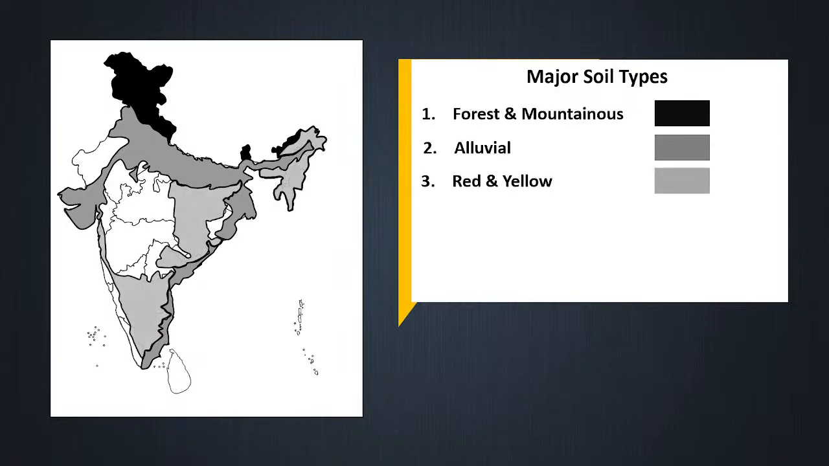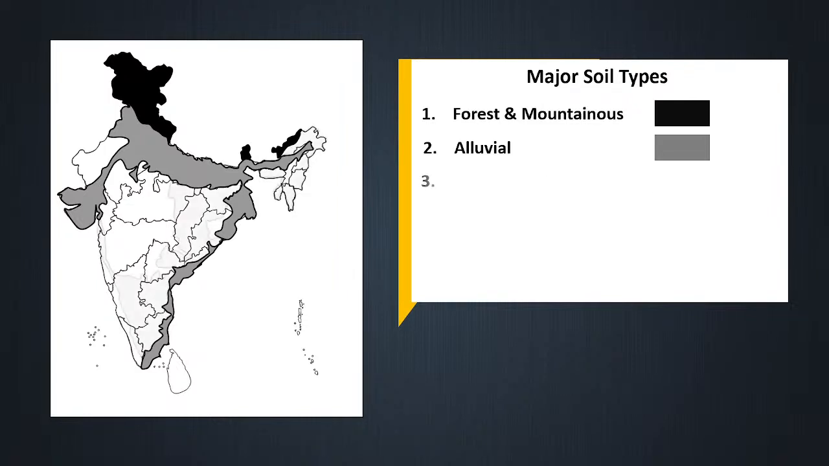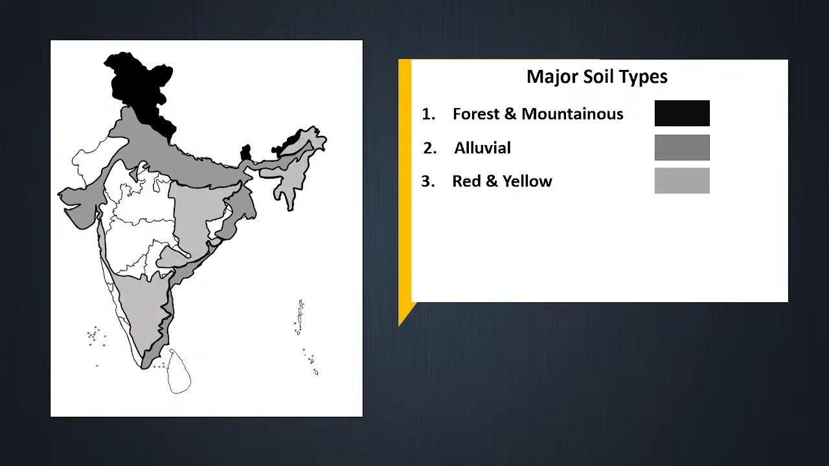Okay, Meghalaya, Nagaland, Manipur, Mizoram, then Arunachal Pradesh, red and yellow. Where there is more rain, we have red soil. Completed? Next, after red and yellow soil, you have black soil.